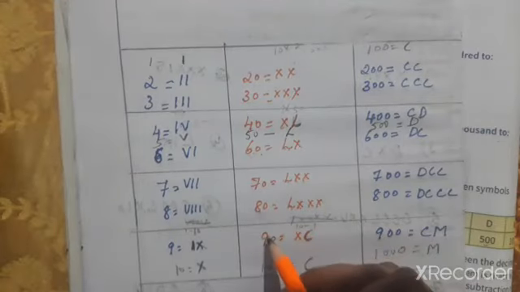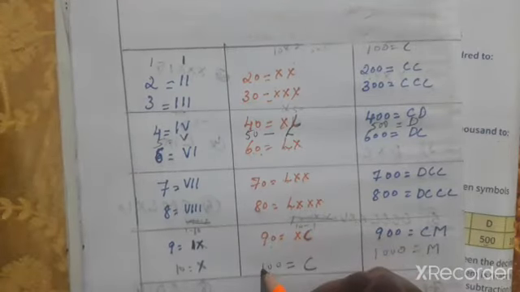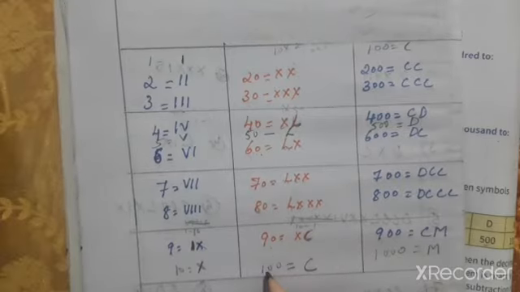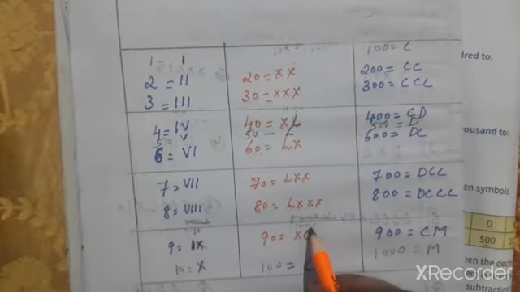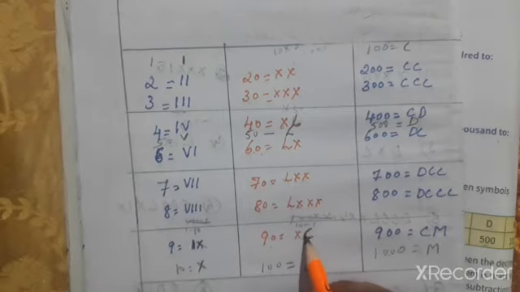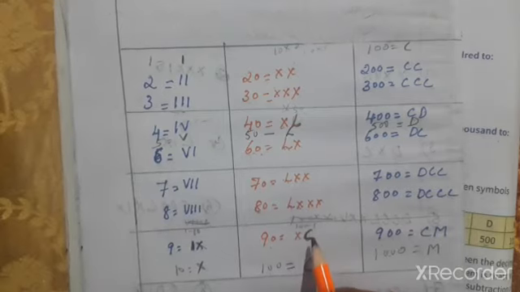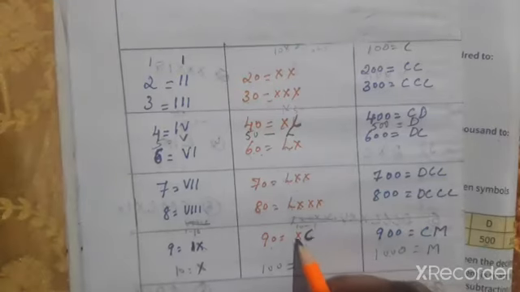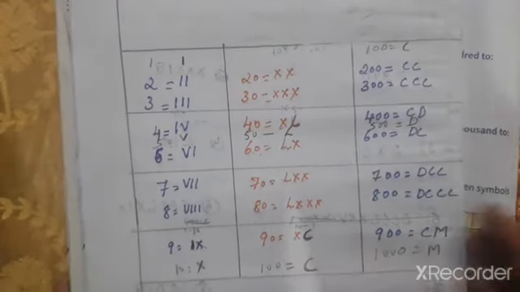So to know 90, we should know the value of the next number, 100. 100 is C, century. So from the century we have to subtract 10: XC. When a greater number is on the right side, we are subtracting. If a smaller number is on the right side, it is addition. So 100 minus 10 is 90. And 100 is C, century.